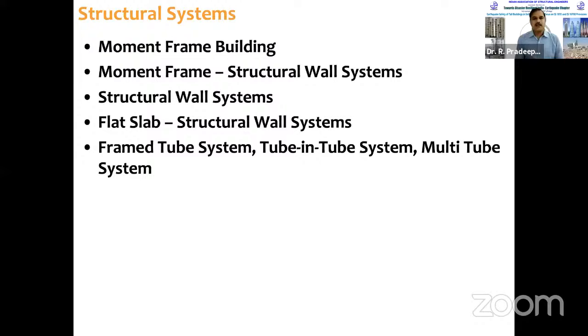So these are the structural systems recommended by IS 16700: moment frame building, moment frame plus structural wall systems, and structural wall, flat slab. There are some restrictions in each. So why do we need to go towards a higher structural system, say a multi-tube system? From frame walls, moment frame buildings up to multi-tube systems. So let me explain that.